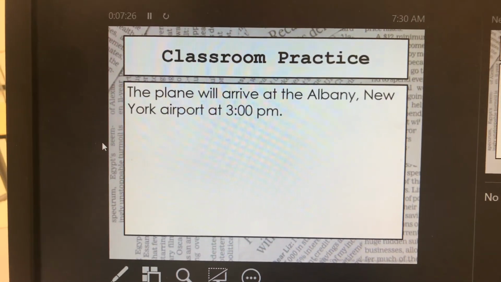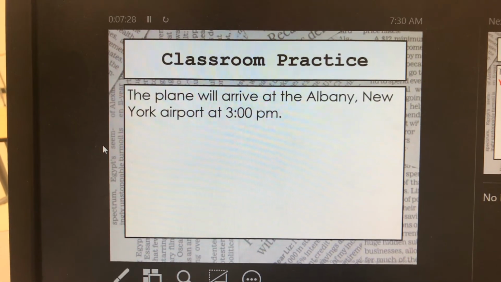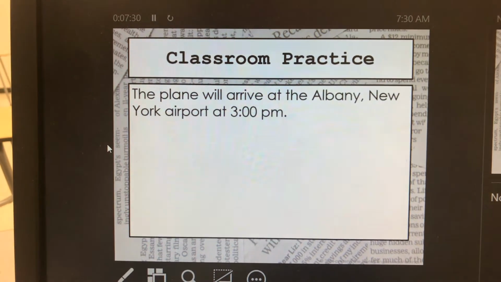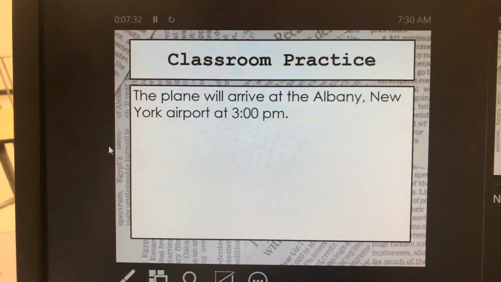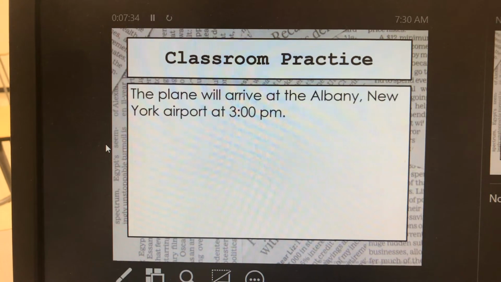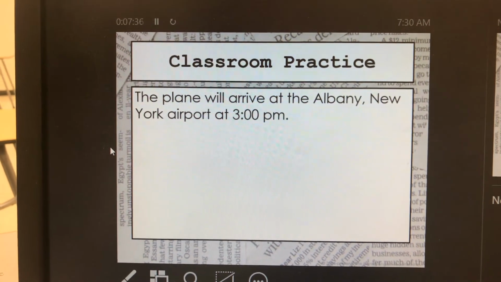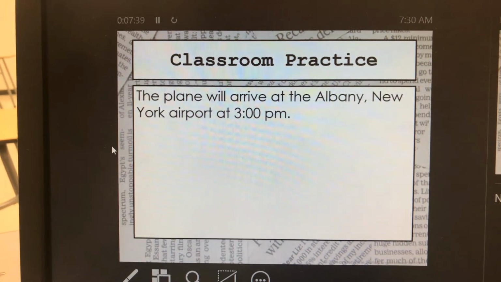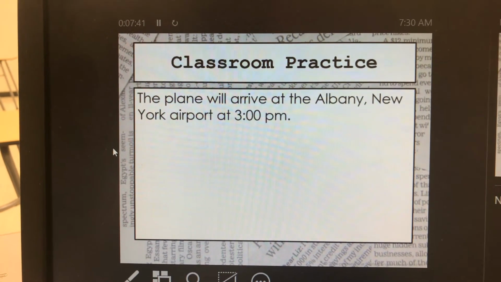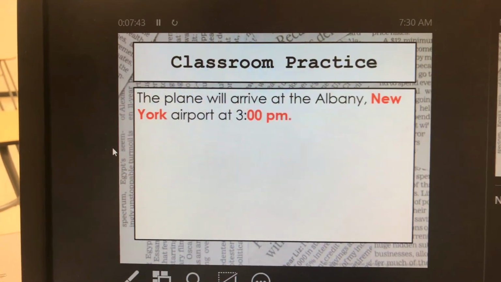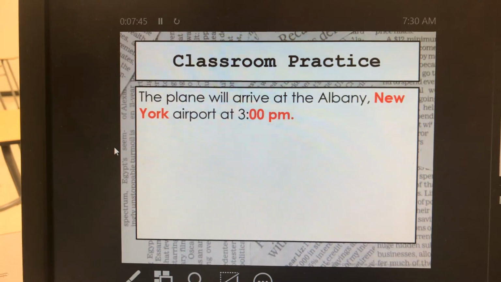Now, let's look at this one. The plane will arrive at Albany, New York Airport at 3 p.m. 3, 2, 1. This one has 2 of them.